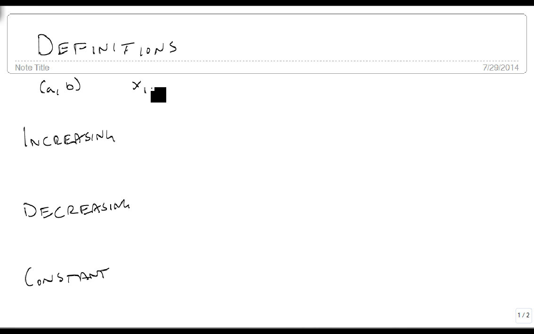And we're going to select 2 points from these, x1 and x2, so that they are members of, elements of this interval, a to b. So remember, this means that x1 is found in here and x2 is also found in here. And if that's true, then we can talk about this interval and whether it's increasing or decreasing. So let's start with increasing.